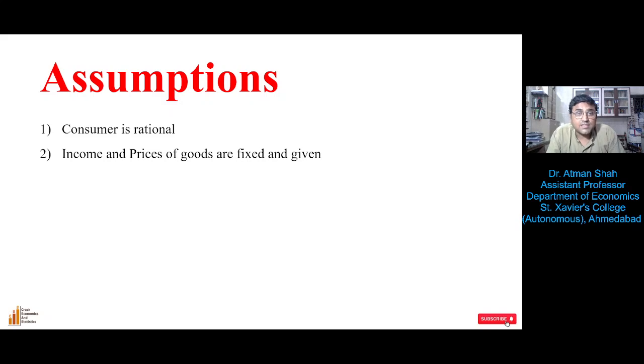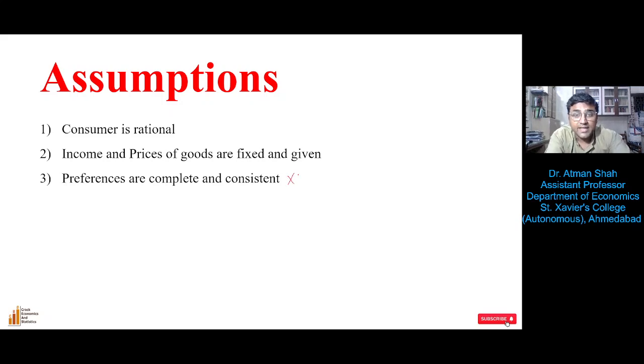Second, income and prices of goods are fixed and given. The consumer's income does not change, and the prices of the two commodities are also given. Third, preferences are complete and consistent. What do we mean by complete preferences? It means that two preferences can be compared, so I can say that X is preferred to Y. That is completeness. And it is consistent, so whenever X and Y are available, I always prefer X over Y. That is the idea of consistency.